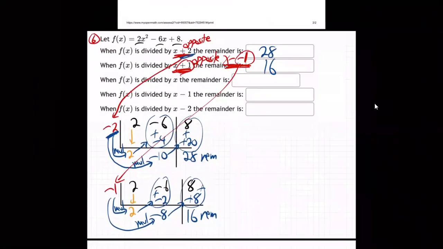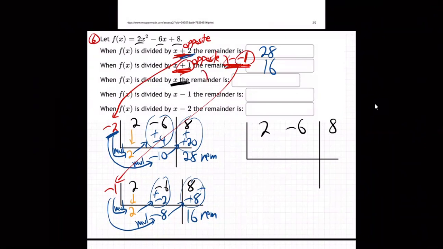Now for this third one over here, same numbers, 2, minus 6, 8. There's our remainder. We're dividing by x. So what number's next to x? 0. It's like x minus 0. When they just give you x, the number next to it is 0.